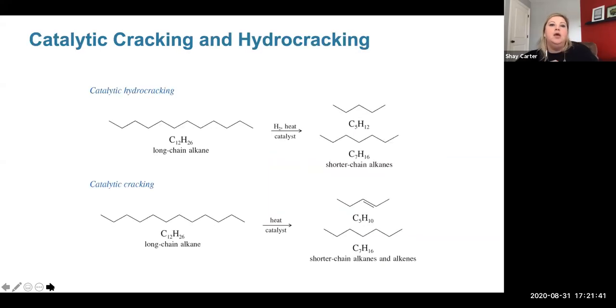We can also use something called catalytic hydrocracking, sometimes called steam cracking, where we take a long chain alkane, or even things that have double bonds, and we use hydrogen gas, heat, and a catalyst, and we can break it down into shorter chain alkanes. With catalytic cracking, we take heat and a catalyst and create shorter chain alkanes and alkenes. The difference is the absence of hydrogen gas.